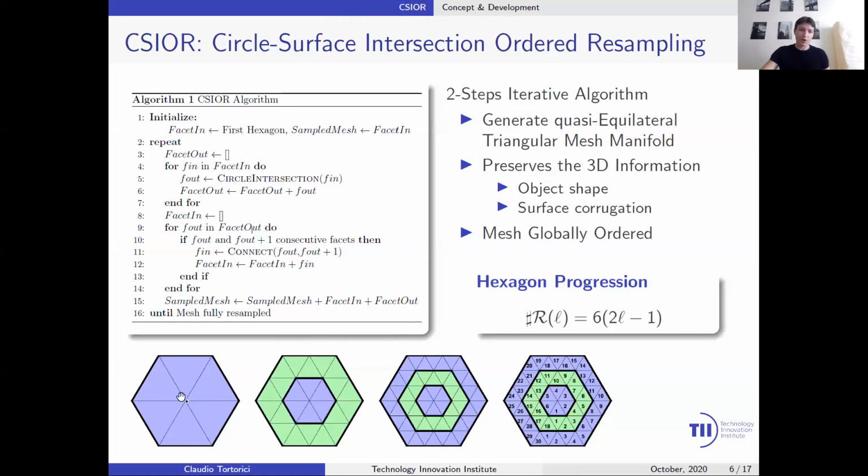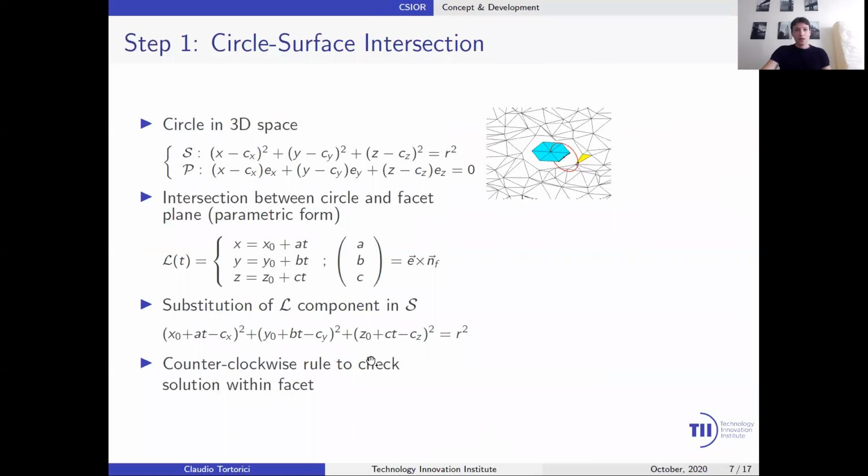So starting from an ordered hexagon, we can extend the hexagon shape to subsequent rings. And since the initial hexagon is ordered, we can also propagate the order of this hexagon to the subsequent ring. Also, we demonstrated that the number of facets at each ring follows this arithmetic progression. But let's see how the algorithm works.